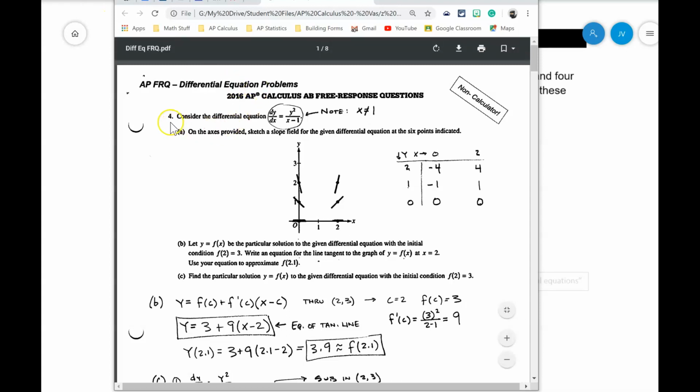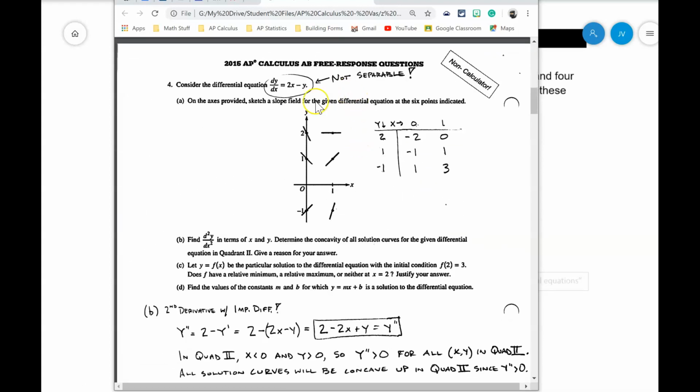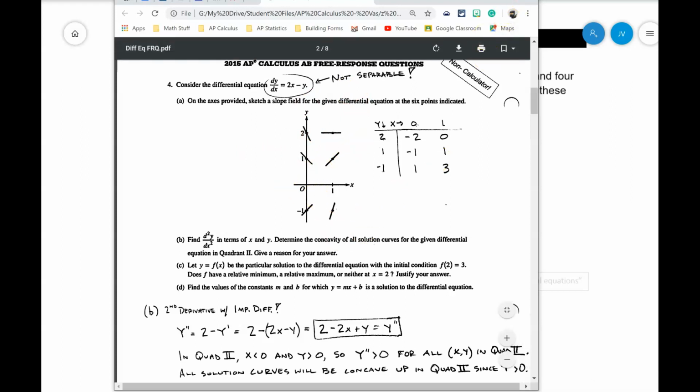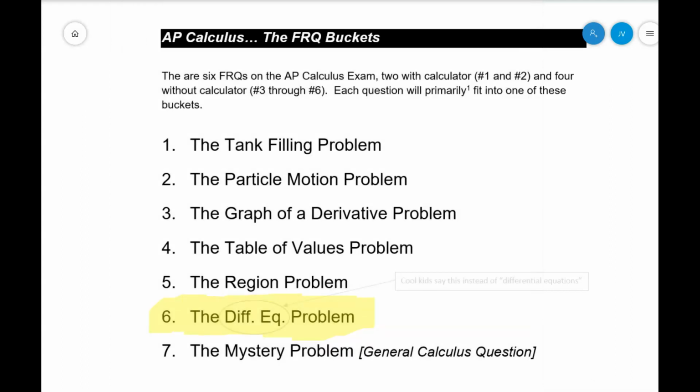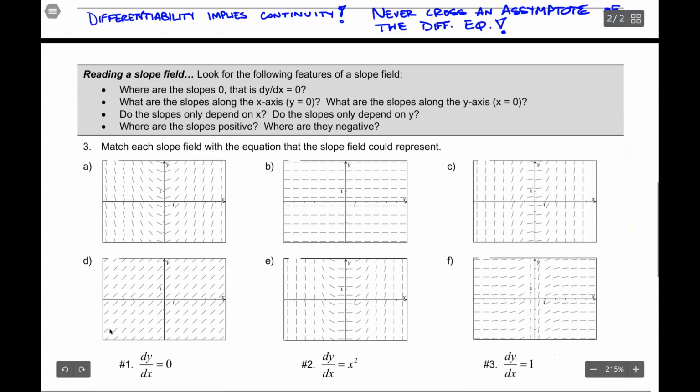Here in 2016, question number 4, you're given a differential equation. You had to sketch the slope field for 6 points, not 25 like we did in the notes. In 2015, there was a similar question where you had to sketch the slope field for 6 points, not 25. The reason why I asked you to do so many in the notes was just to get some practice. Okay, let's now jump back here and start with page 2.